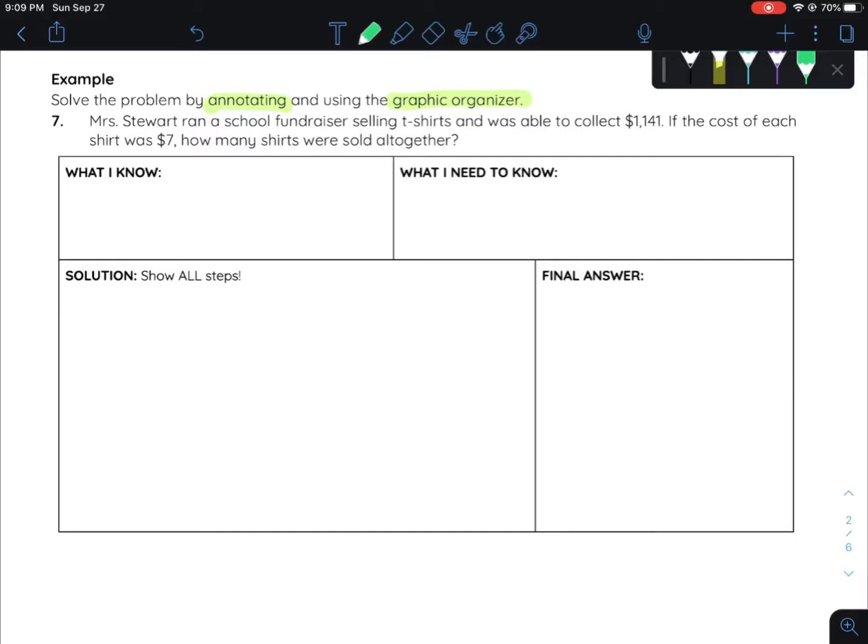So for this one, we definitely hear one of those keywords from our list. And that keyword was, each. So we've got total collected and the price for each shirt. So the total collected, $1,141. Price for each shirt, $7. The question is asking how many shirts were sold.